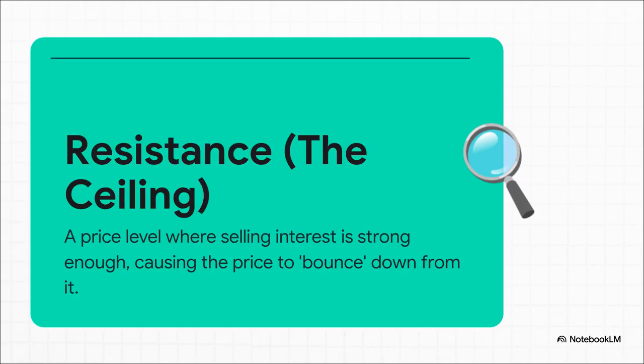And on the flip side, of course, you've got resistance, the ceiling. As the price is rallying up, it hits a point where the sellers just overwhelm the buyers. People who bought it lower start taking their profits, and new sellers might even come in, betting the price is about to go down. That selling pressure just becomes too much and the price gets smacked back down.